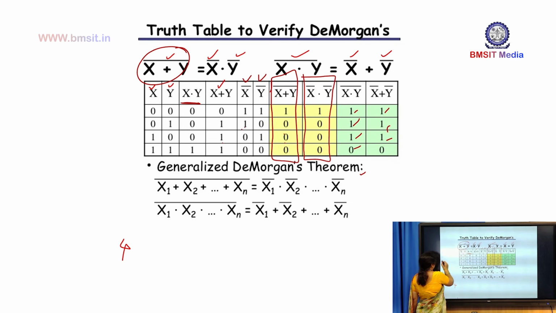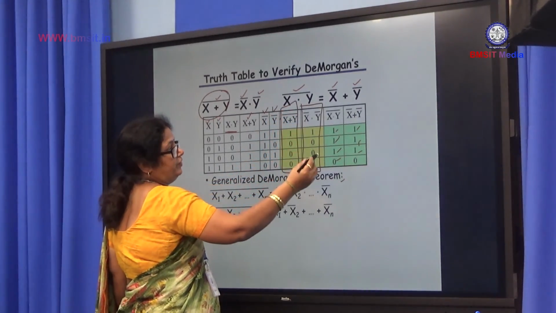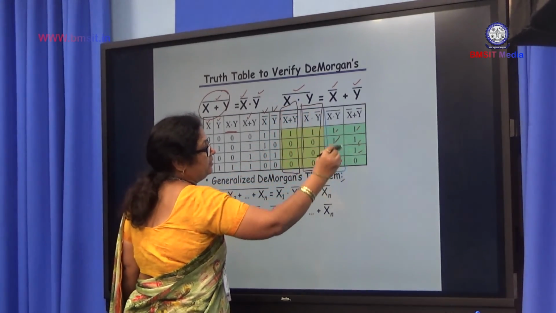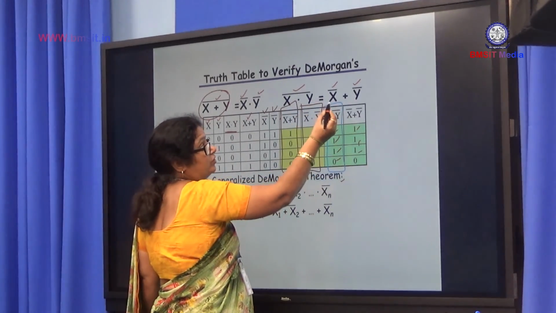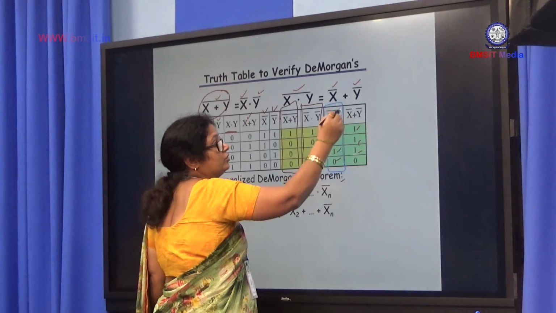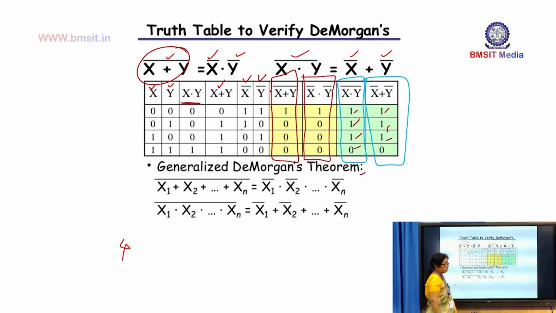Next we have to check for x into y whole bar. Where is that column? We have this particular column, that is xy bar. Next we have to compare this with x bar plus y bar. This last column we have to check. If they are equal for all the possible combinations of the inputs, then we say that xy bar is equal to x bar plus y bar. So that is how we are doing it.